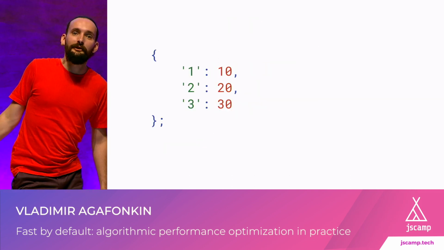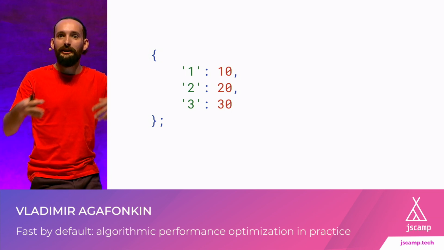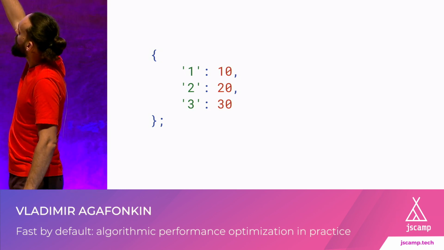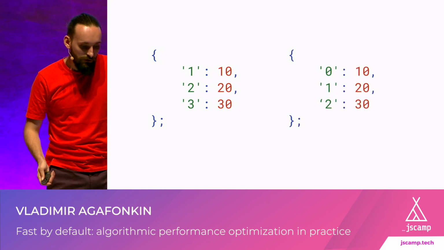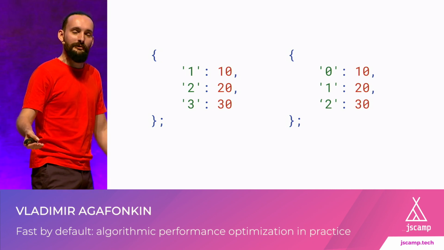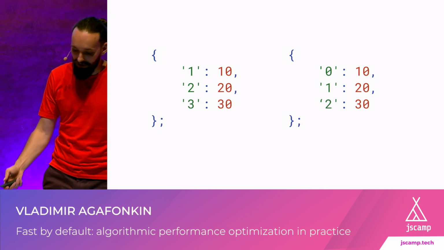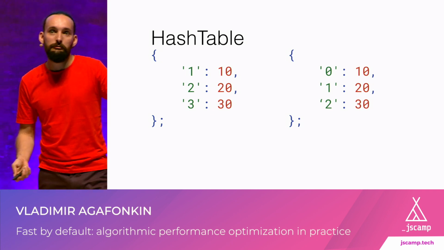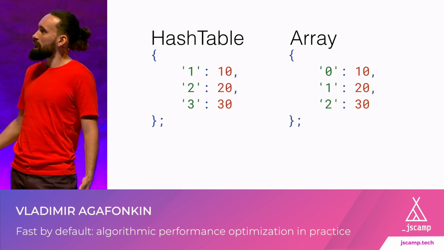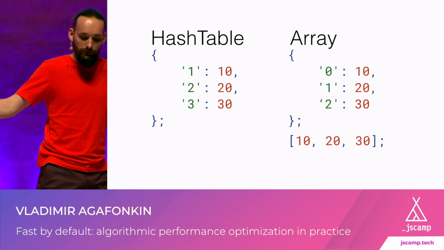There are various data structures that you can use in JavaScript, but sometimes it helps to know what data structures are used in the JavaScript engine itself. Here's an example of an object with keys 1, 2, 3. And there's another example. It's the same, but the keys are 0, 1, 2. What's the difference? You would think that JavaScript represents them in the same way. But actually, this one is a hash table because it thinks it's an object with arbitrary string keys. And this one is not much different from an array because it's equivalent to a simple array, 10, 20, 30.